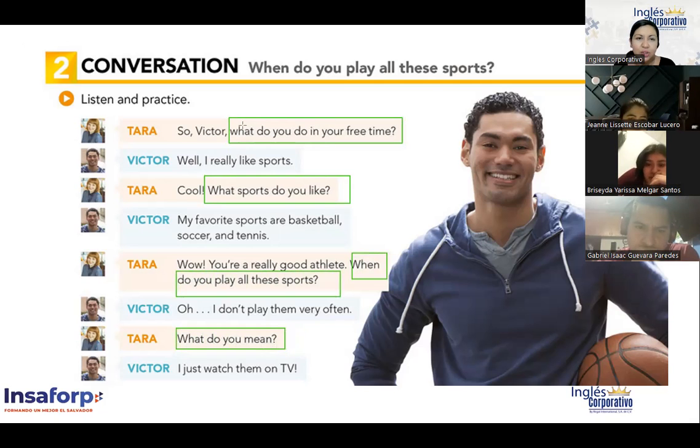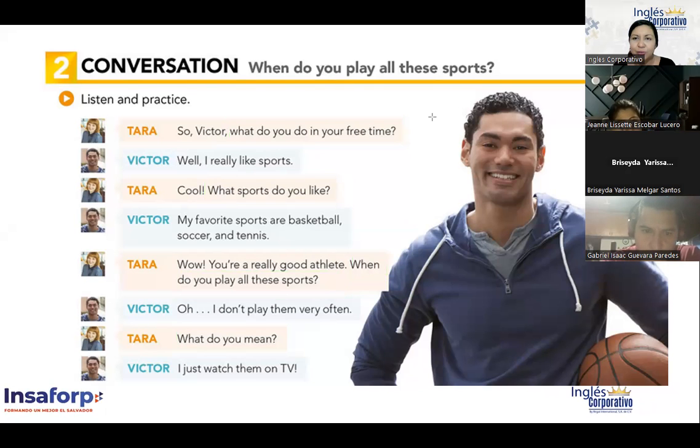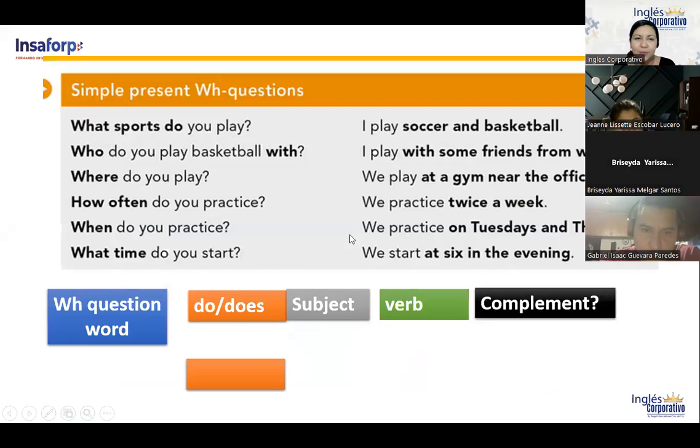You see the same structure. WH, auxiliary, subject, and verb, complement. WH word, auxiliary, subject, verb. WH, auxiliary, subject, verb, complement. That's it. That is the structure for WH questions. And we can see them here.